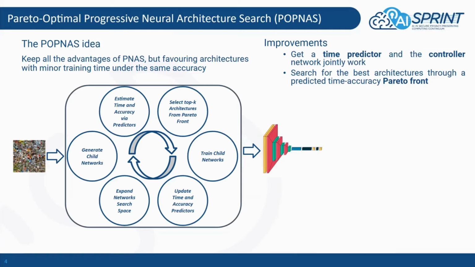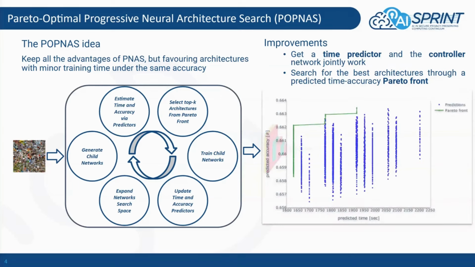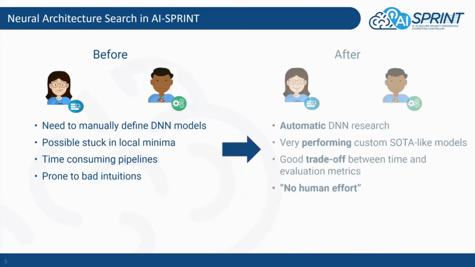And according to the accuracy predictor, which instead predicts the performance of these models, the two predictors are able to create a Pareto front from which to sample the optimal architectures with respect to accuracy and also time, as you can see in the figure. So the idea is the following.